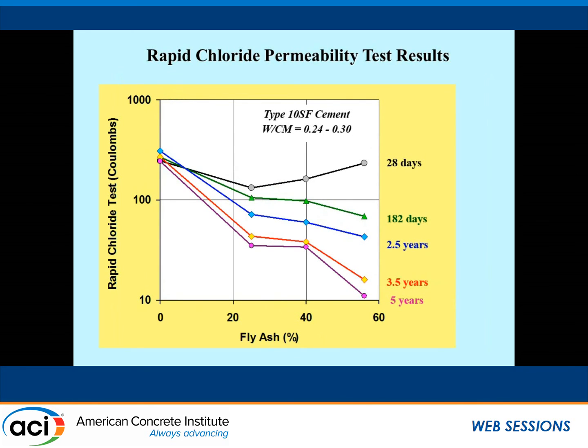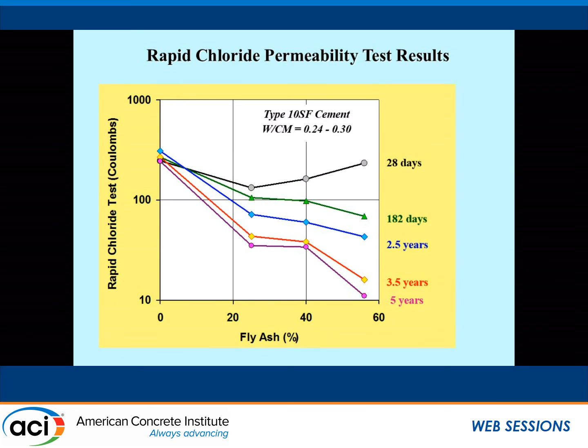Just showing the data in a different way here. So you can see everything with fly ash, we're below 100 coulombs. This is the type 10 SF cement, so it has 7.5 to 8% silica fume and no fly ash. And you can see that with age, it really doesn't get any better. With silica fume, you get what you're going to get at 28 days.